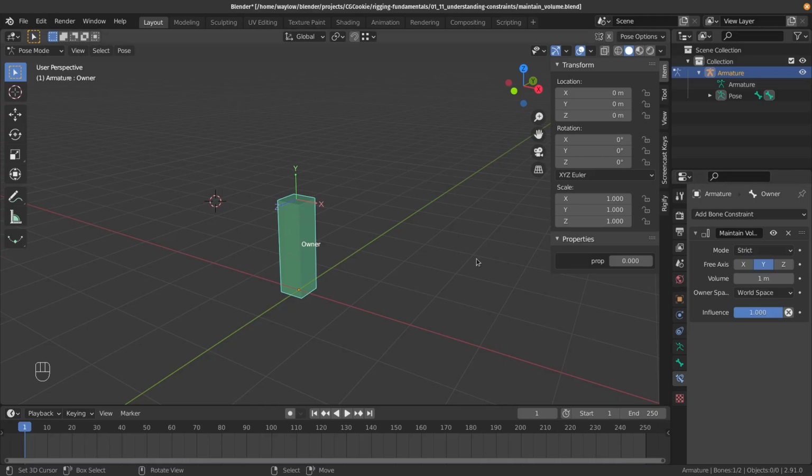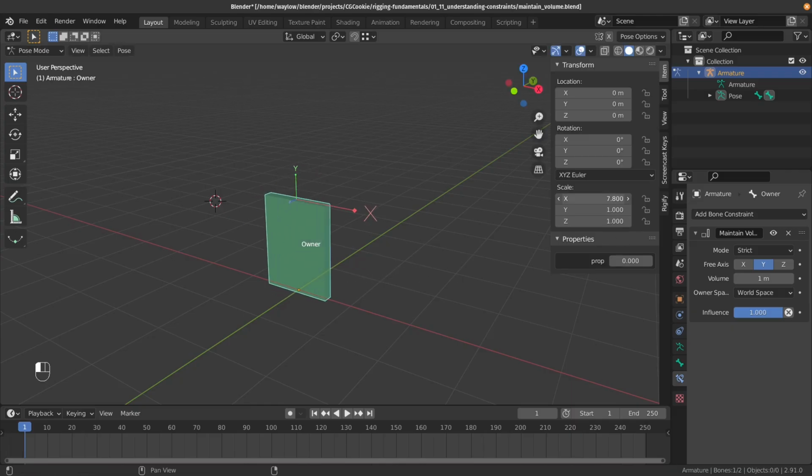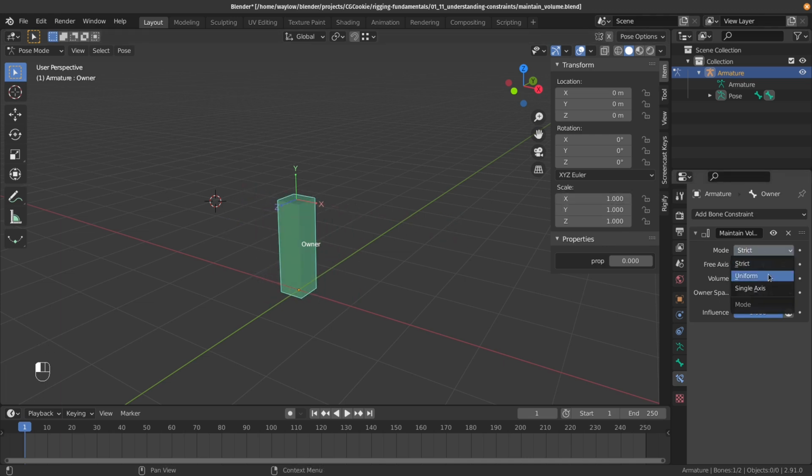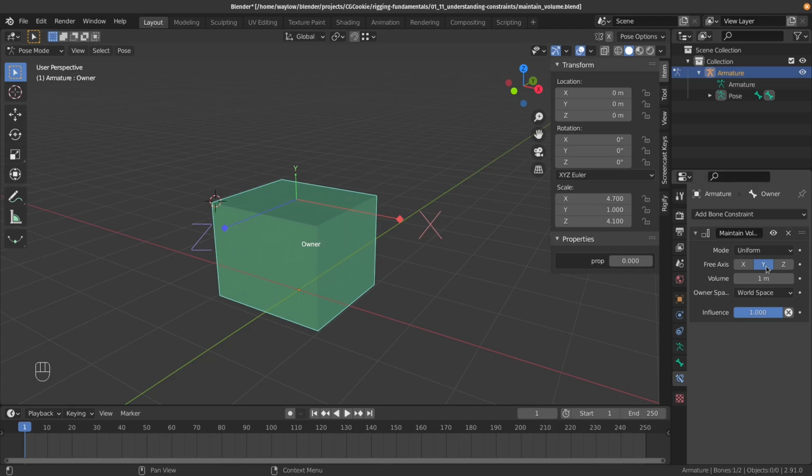So the mode is going to decide whether it is going to work if you uniformly scale by hitting the S, or if you scale an individual channel. So the strict mode is going to do either of those. So if you scale it with the hotkey, or if you individually scale one of these ones, it's going to squash and stretch to maintain the volume regardless of which way that you do it. So that's the strict.